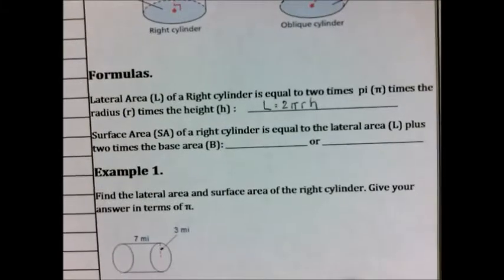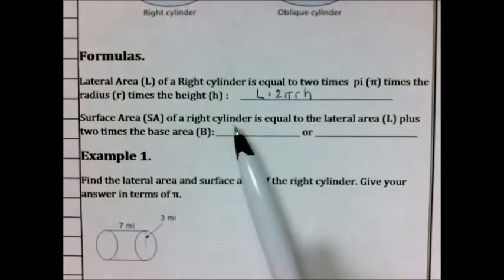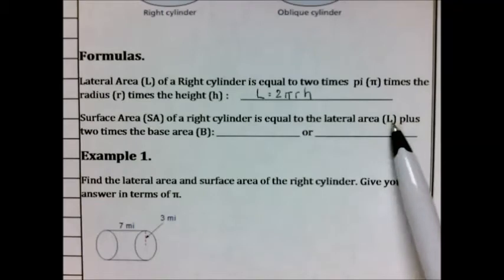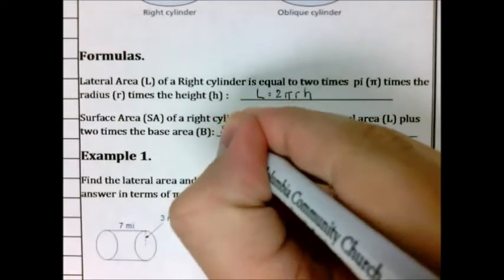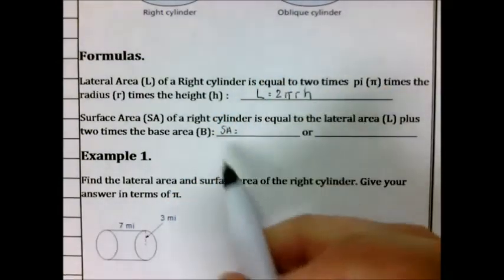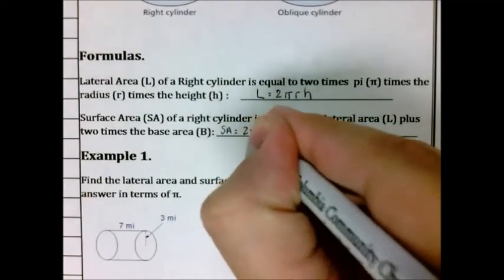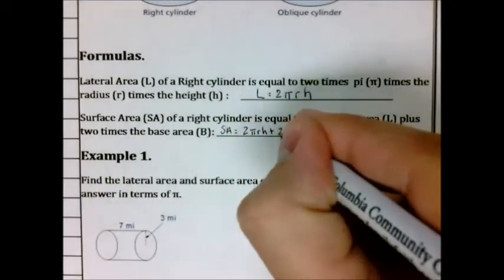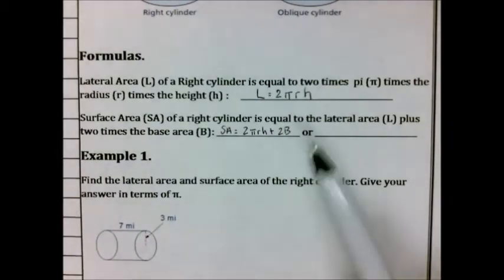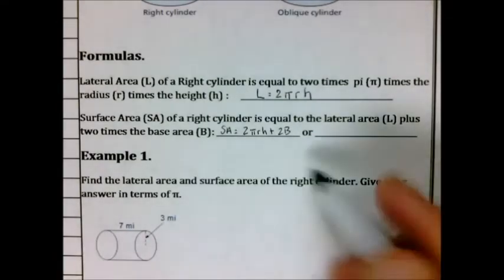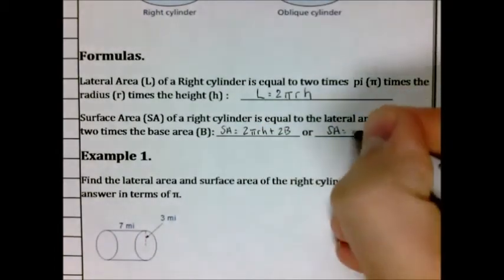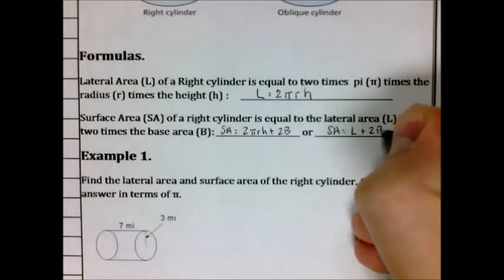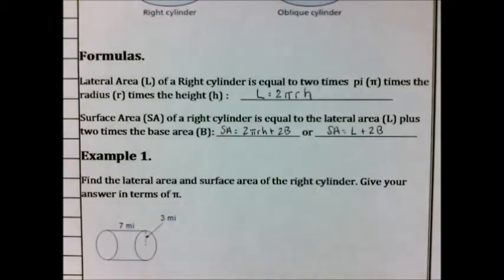Okay. Now the surface area of a right cylinder is equal to the lateral area, L, plus 2 times the base area. Okay, so what that's going to look like then, surface area is going to be our lateral area, which remember is 2 pi r h, plus 2 times the base. Okay, that's the base area. That's telling us to find the area of the top base and the bottom base. Or we can simplify this a little bit. Instead of using that 2 pi r h, we can just say the lateral area plus 2 times the base area. Okay, let's do an example.